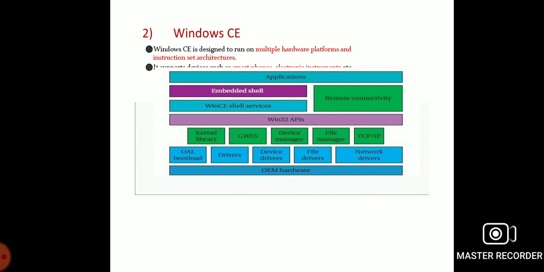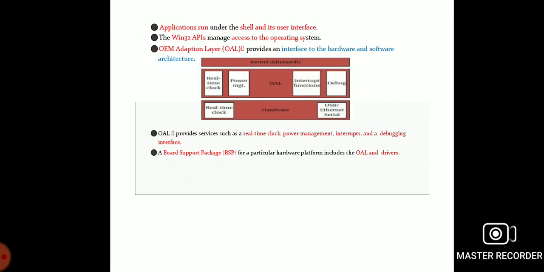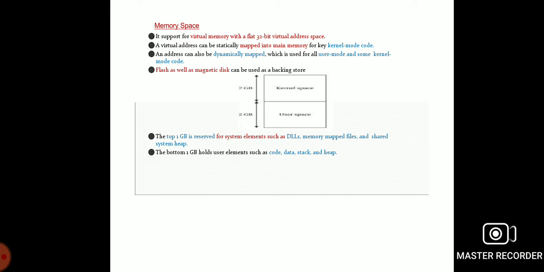So the memory spaces. The memory space supports virtual memory with a flat 32-bit virtual address space. It can be statically mapped into main memory for kernel mode code, and addresses can also be dynamically mapped, which is used for all user mode and some kernel mode code. Flash, as well as a magnetic disk, can be used as a backing store.